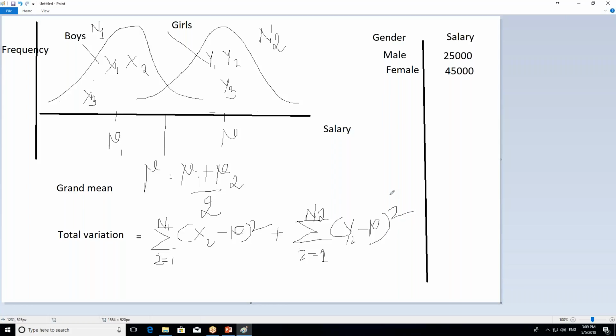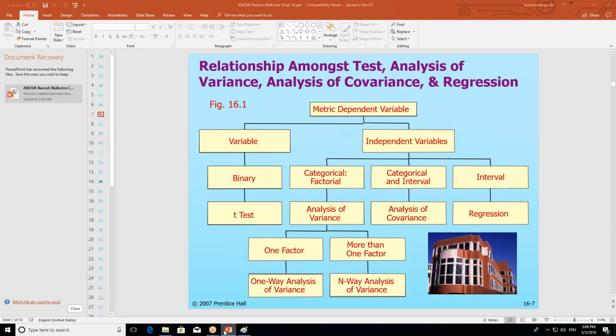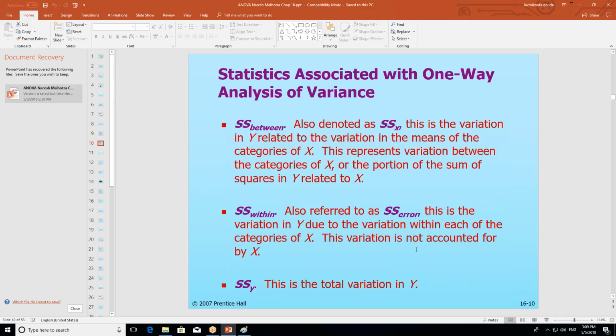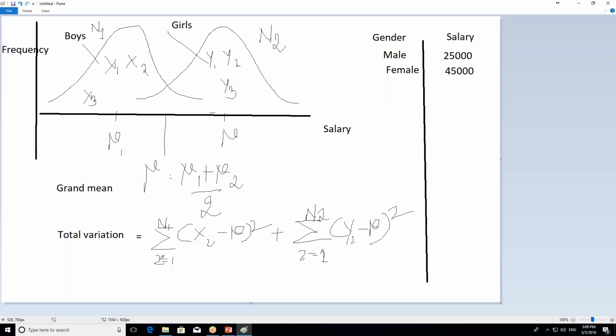So this is what my total variation is. Okay, we understood what total variation is. Now, this is what it is talking about. If you see this, I have taken you through the total variation in my population. Now, the sum of squares of variation in my population. I have covered this, what SSY is. So this is also called SSY.